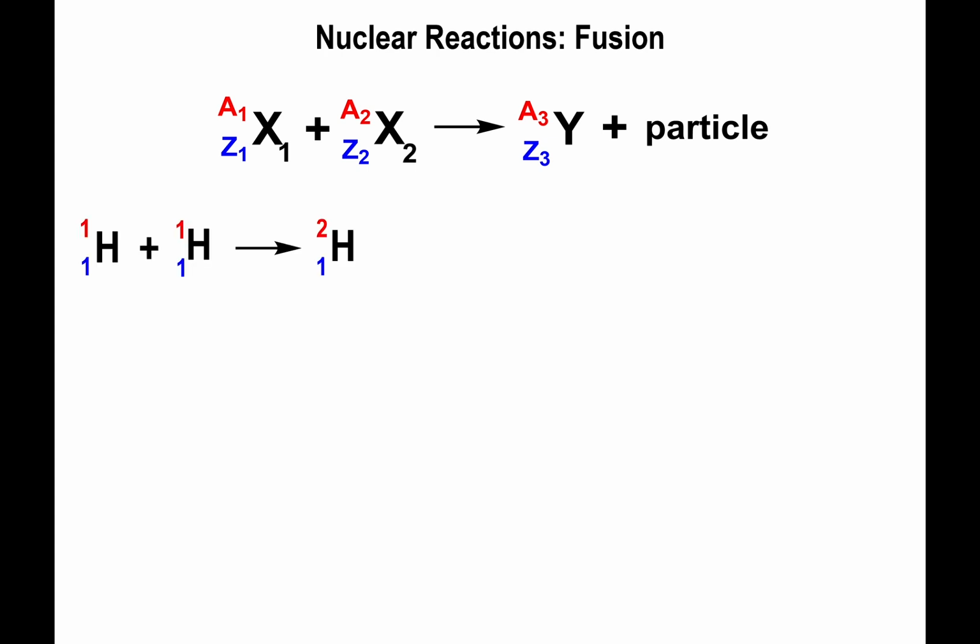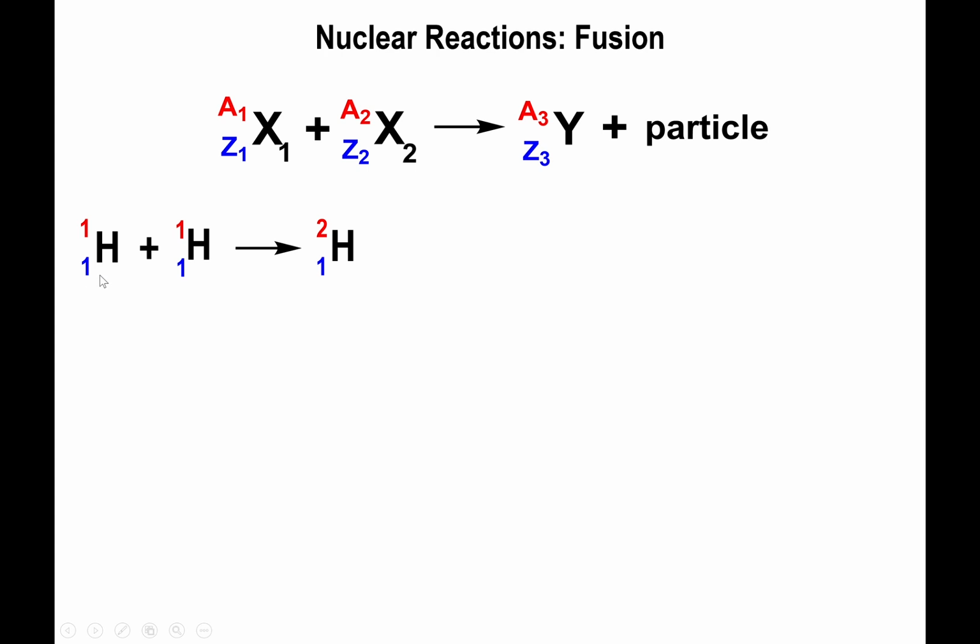And an example of this is basically 2 hydrogen atoms or 2 hydrogen nuclei reacting together. In this case, you could produce deuterium, which is the heavier isotope of hydrogen, but we have to make sure that everything matches up, right?